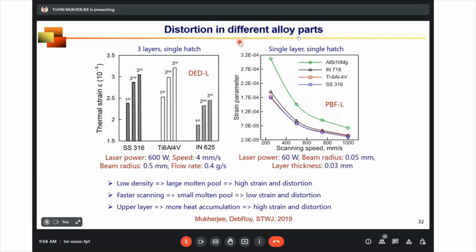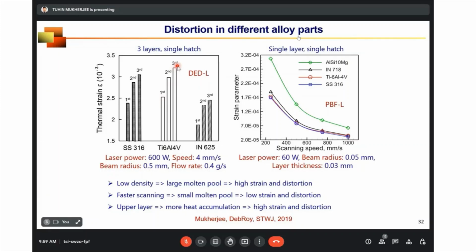So if we take the same process, let's say DED, and compare among different alloys, we can see that depending on the alloy properties, the thermal strain is very different. For example, let's say titanium alloy, which has less density compared to stainless steel, will form a larger molten pool, shrink more, and accumulate larger strain compared to stainless steel. So if you see this first, second, and third, these are layers for a 3 layer deposit. For the first layer, if you compare between stainless steel and titanium alloy, you can see for titanium alloy, the strain is higher.